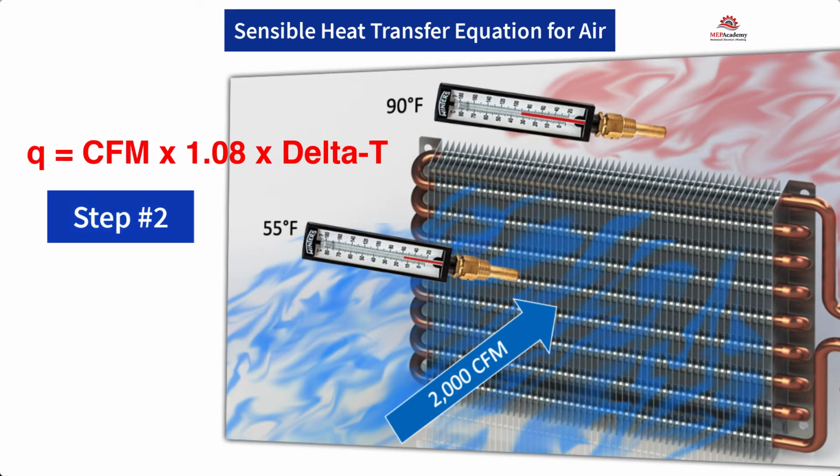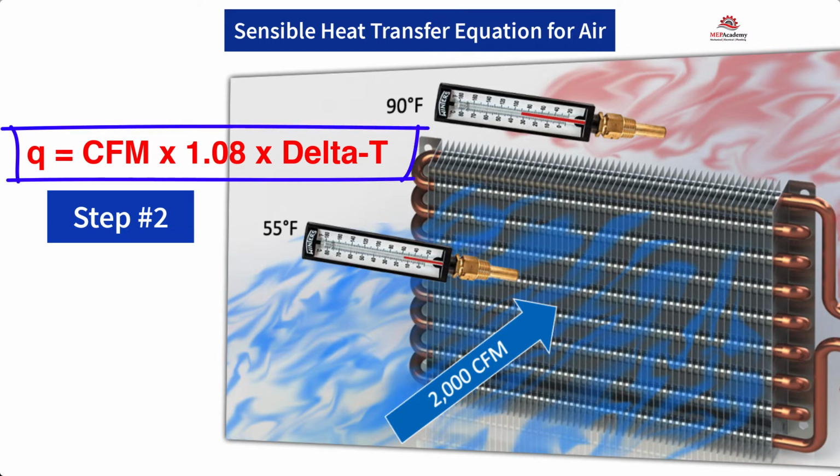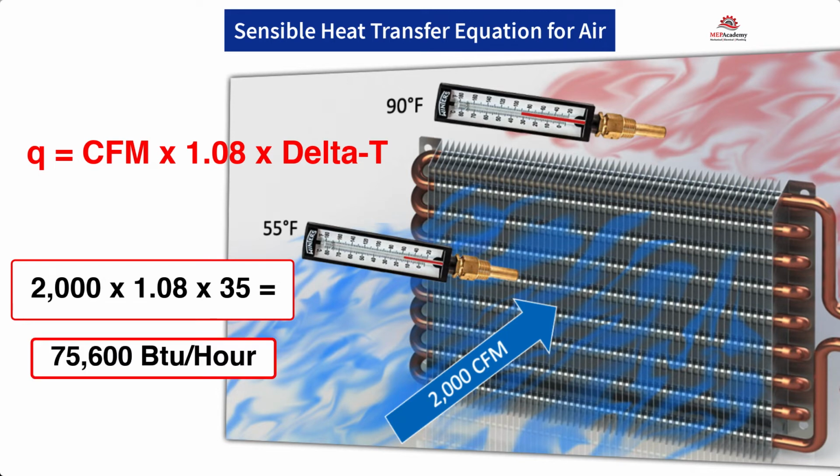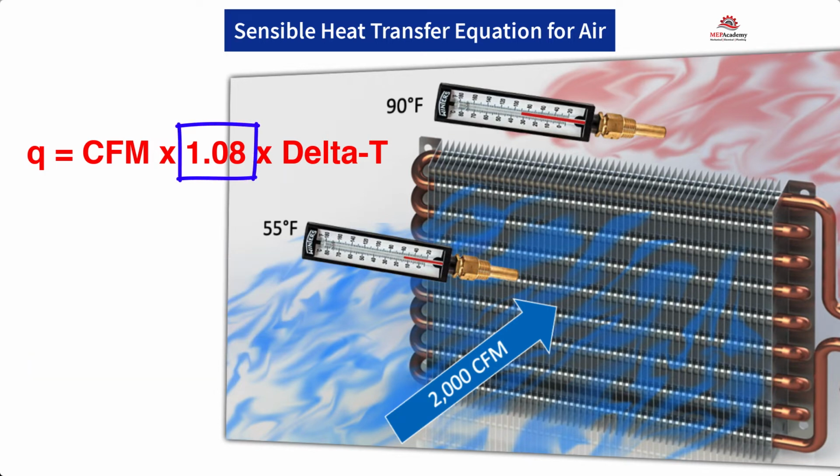Step 2 is to put all the known values into our formula and make the calculation. We have our formula of Q equals CFM times 1.08 times delta T. Now we enter our values, we get Q equals 2,000 times 1.08 times 35 equals 75,600 BTUs an hour. Now we can quickly explain where the value of 1.08 in the calculation is derived from.